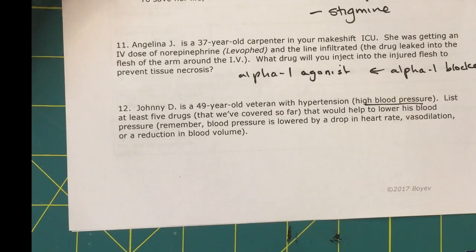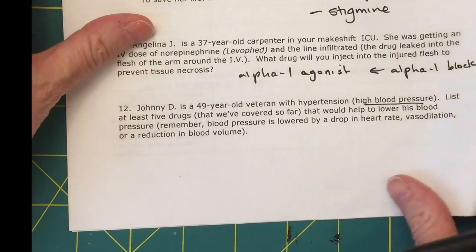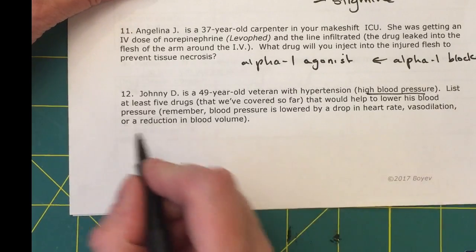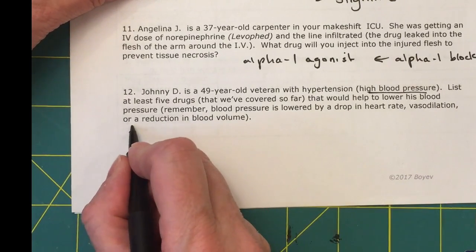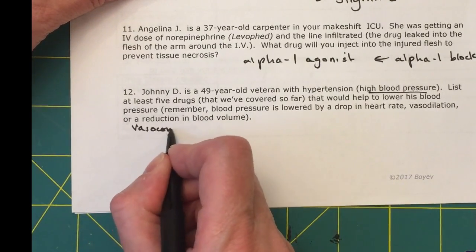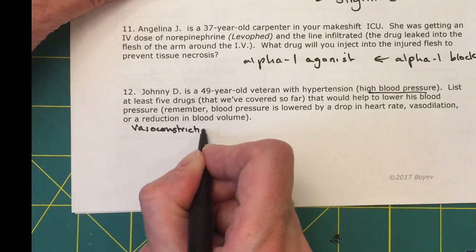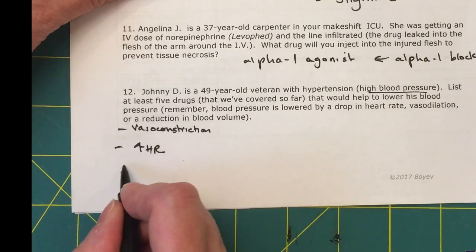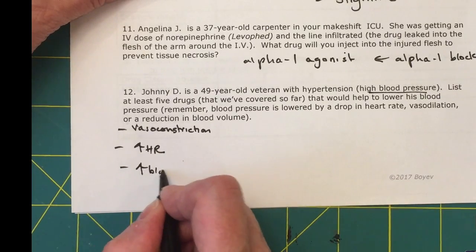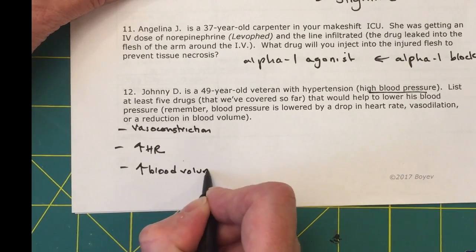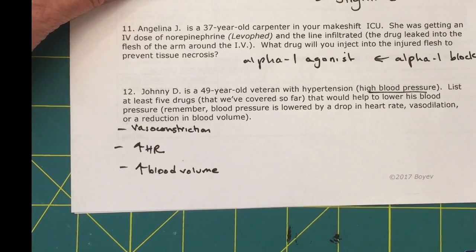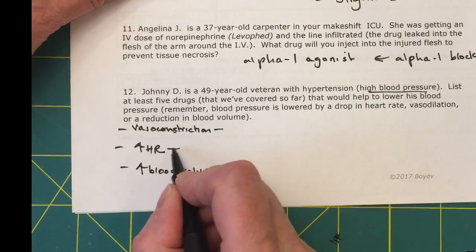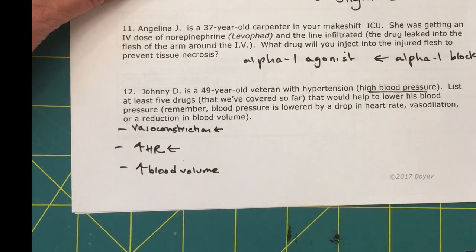5 drugs that would help lower his blood pressure. Okay, so this is just a question about things that affect blood pressure. Things that affect blood pressure that we talk about in this class are vasoconstriction, increased heart rate, increased blood volume. Increased blood volume is mediated through ADH and aldosterone, and we'll talk about that in the 3rd unit at more length. But really here, the biggest thing we're going to talk about is vasoconstriction and heart rate.